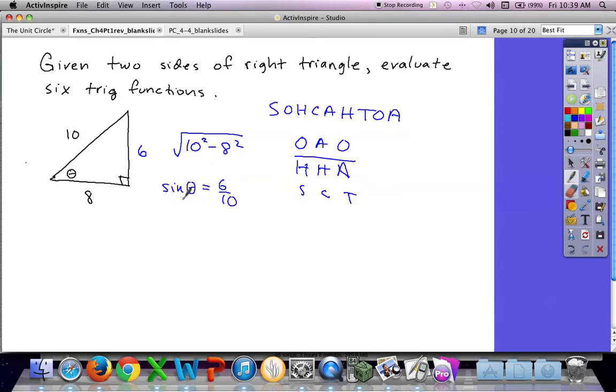That would not be correct, right? The only thing that goes inside of the trig function is an angle. That's a ratio of sides. You would never try to take the sine of that. Okay. So the cosine is 8 over 10. The tangent is, right, opposite over adjacent, 6 over 8.